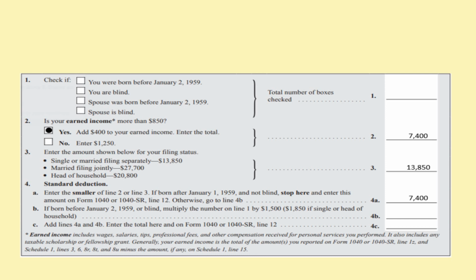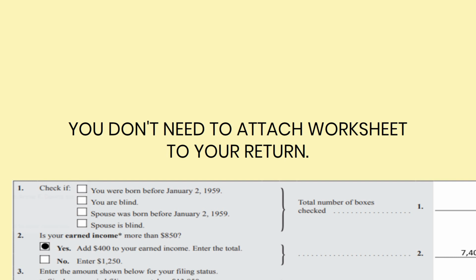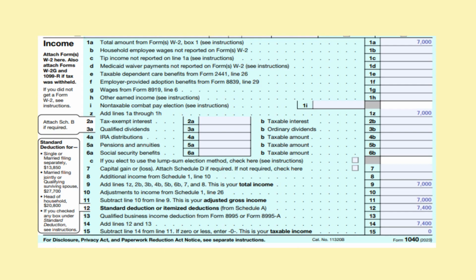Since you were born after January 1st, 1959 and are not blind, you need to stop here and enter this amount on line 12 of your Form 1040. This worksheet is for your records only and does not get attached to your return. Carry your standard deduction of $7,400 down to line 14, as you do not have a qualified business income deduction.